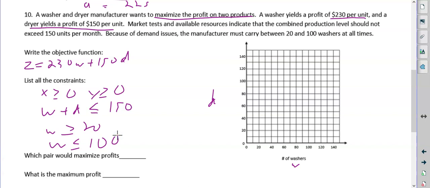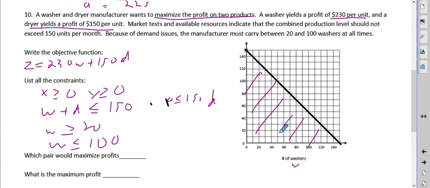Okay? So W plus D is 150. That means I'm going to have a dot here at 150 and a dot here at 150. I do the cover up method, and there's my line. I'm going to test 0, 0. 0 is less than or equal to 150. That's a true statement. So I'm going to shade everything down here.